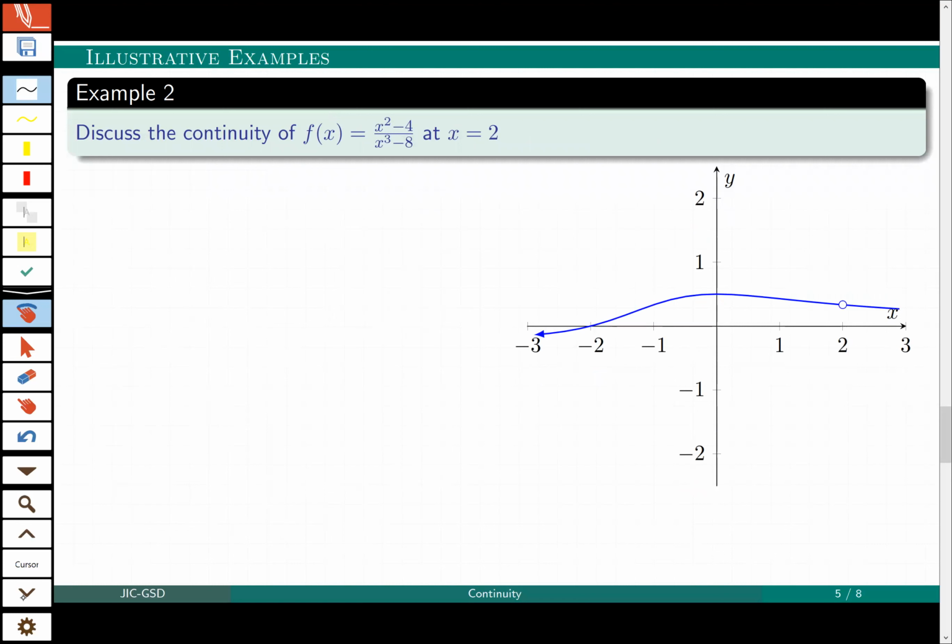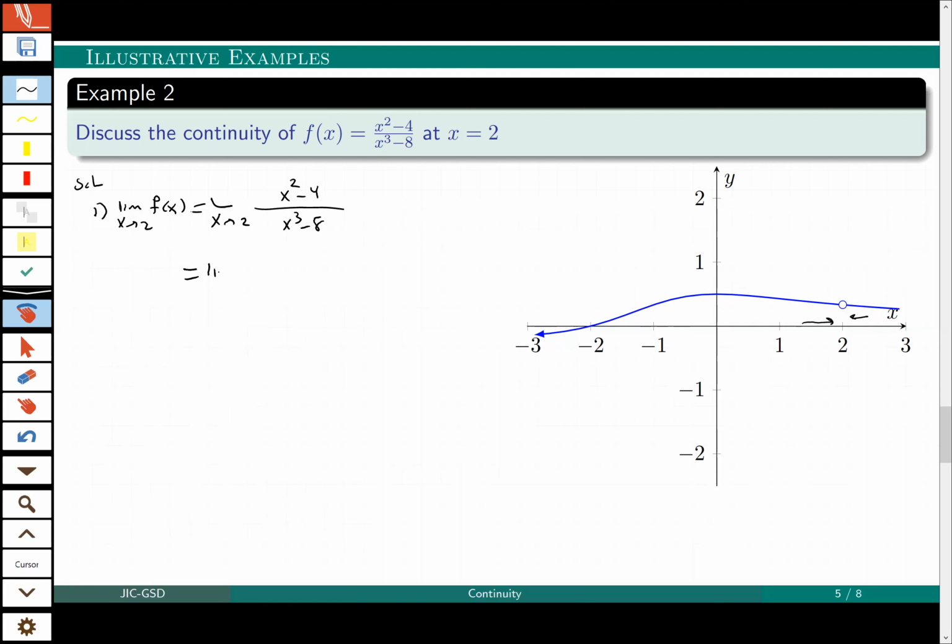If we look at this graph, the limit exists because when we go to 2 from the left or from the right, we go to the same height, but still it's not defined at 2. That's why it is discontinuous. There is a hole. This type of discontinuity, we call it removable discontinuity. For us, we need to first find the limit when x goes to 2 of x squared - 4 divided by x cubed - 8.